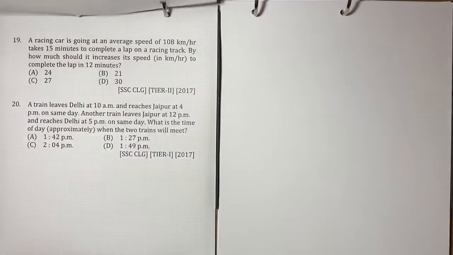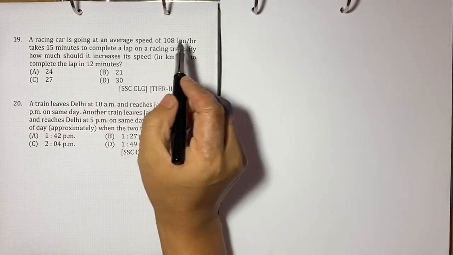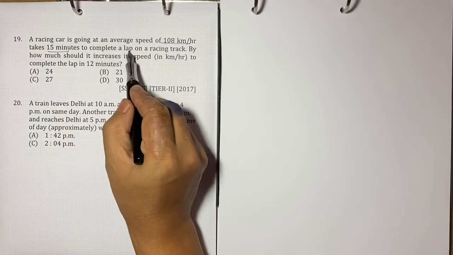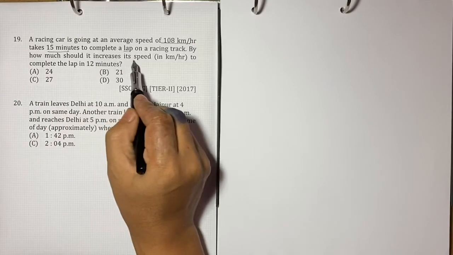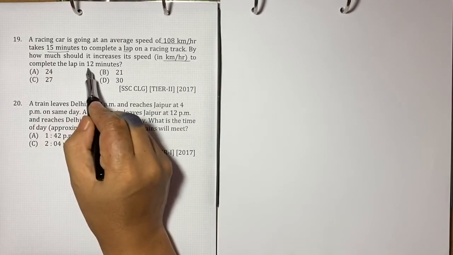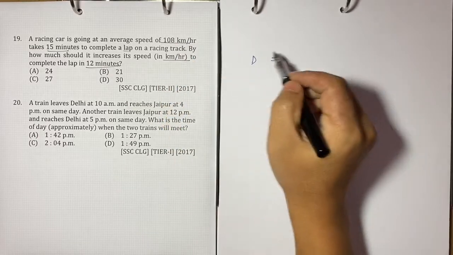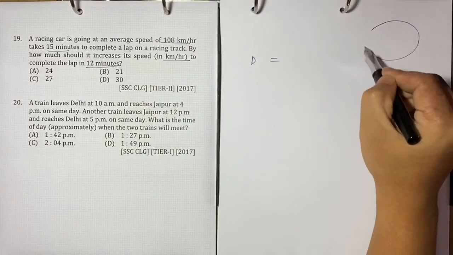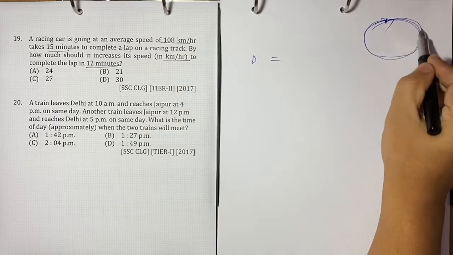Now the next question. A racing car is going at an average speed of 108 km/h and takes 15 minutes to complete a lap on a racing track. By how much should it increase its speed to complete the lap in 12 minutes? This problem is similar to the car problem: one lap is the same distance each time.